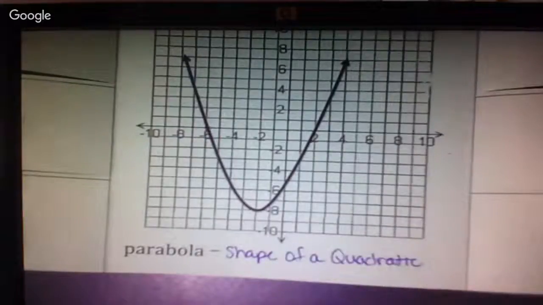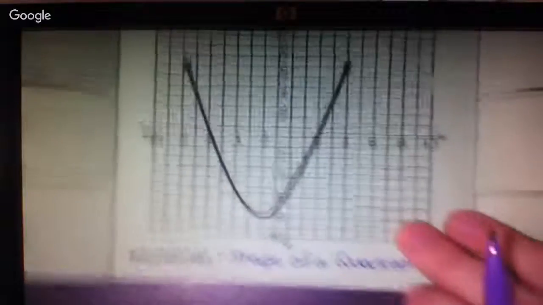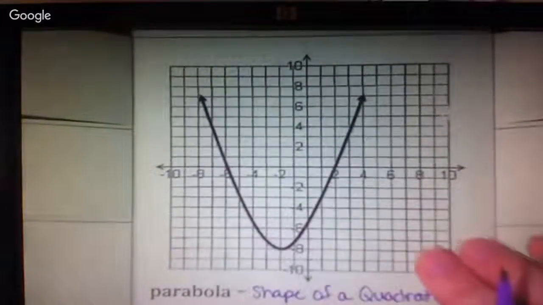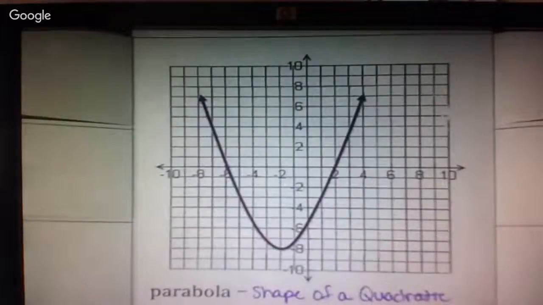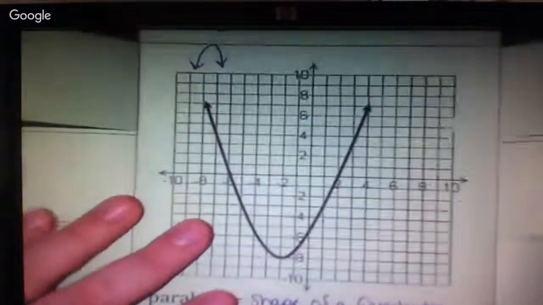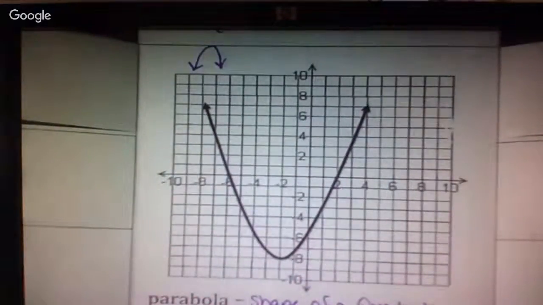Tomorrow we're going to look at what it looks like as an equation. But today we're just going to look at the pictures. You can have an upward facing parabola or a downward facing parabola. So I can also flip this and make it go like this. Take a look at my parabola. It can never be sideways. It's either up or it's down.